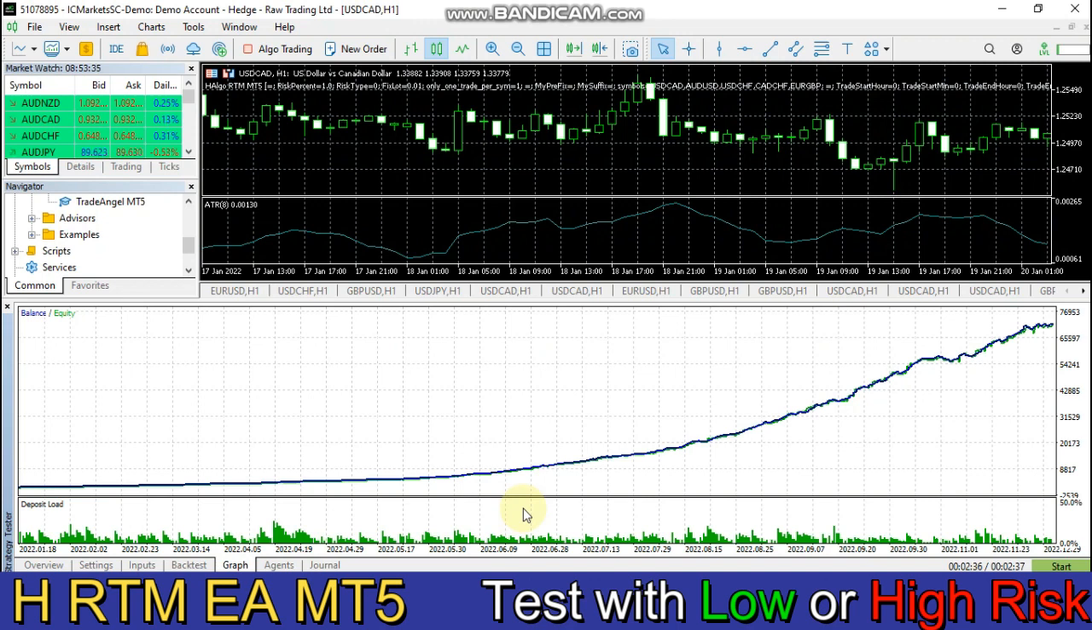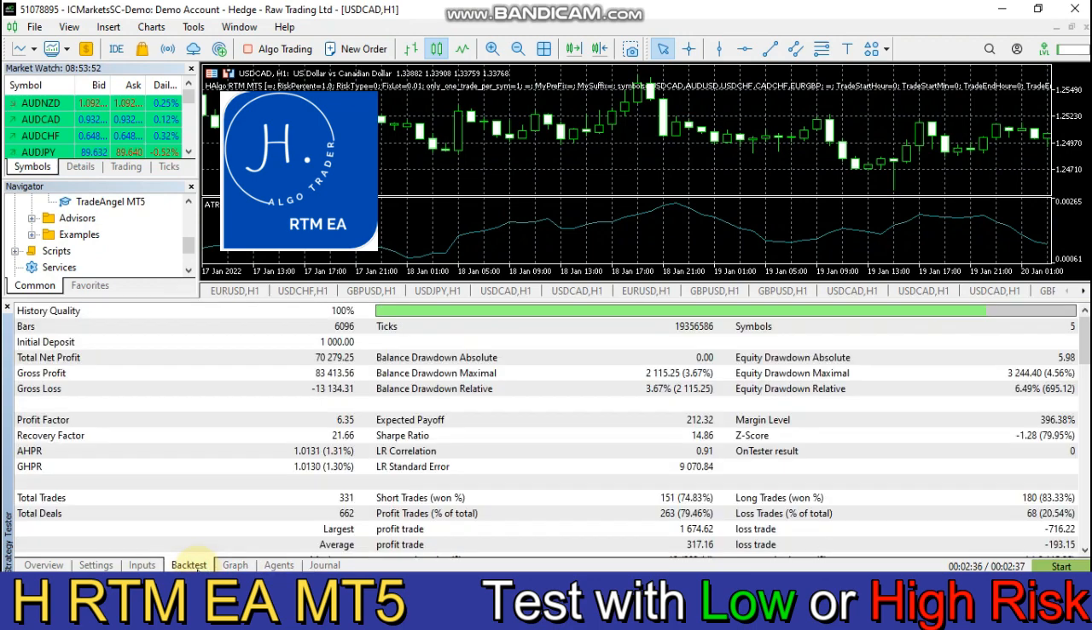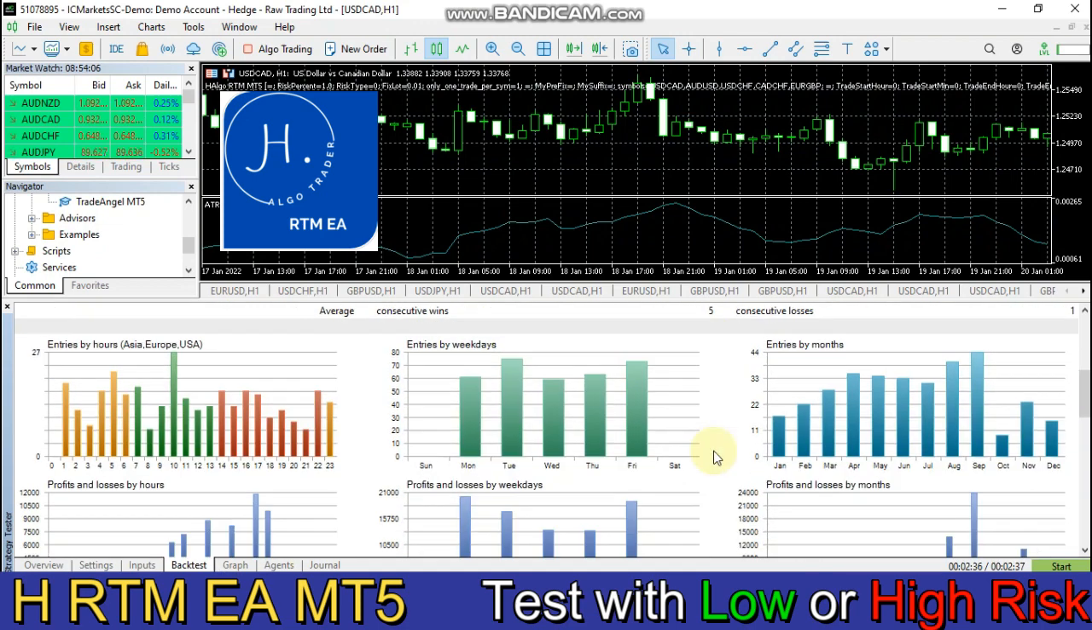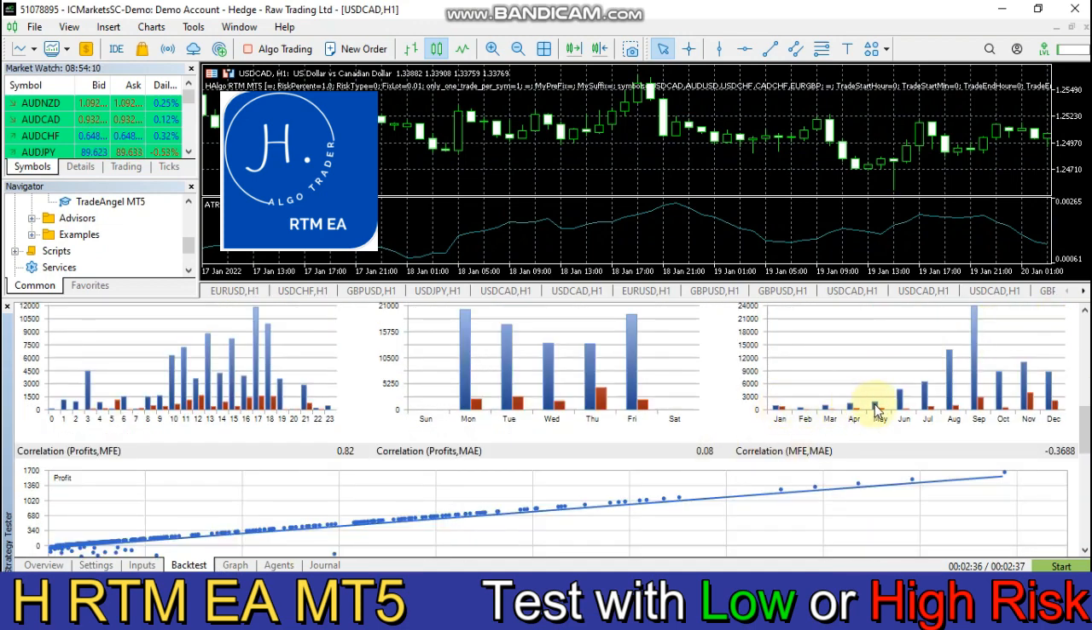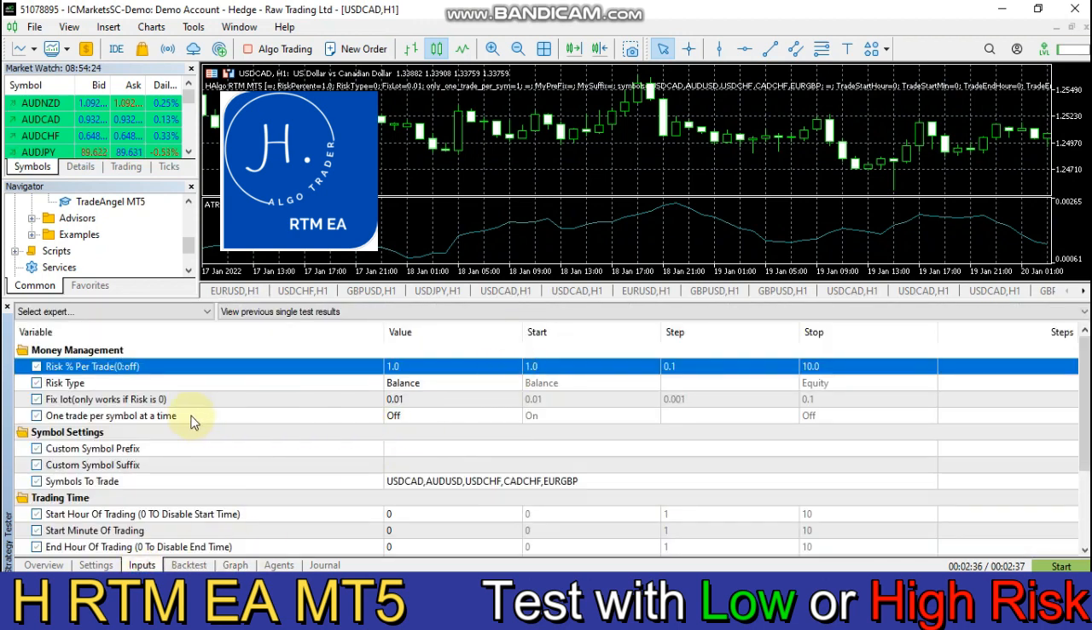Now the backtest of the HAlgo RTM EA MT5 is complete. By default it is using the USD CAD pair. This is 1% risk per trade, and the results are so good. You can see 1000 balance, 100% backtest quality, 1000 to 70,000. It's very good, superb. You can check all the months are winning, the whole year and every month is winning, not any loss. That's nice, and the second is good options.